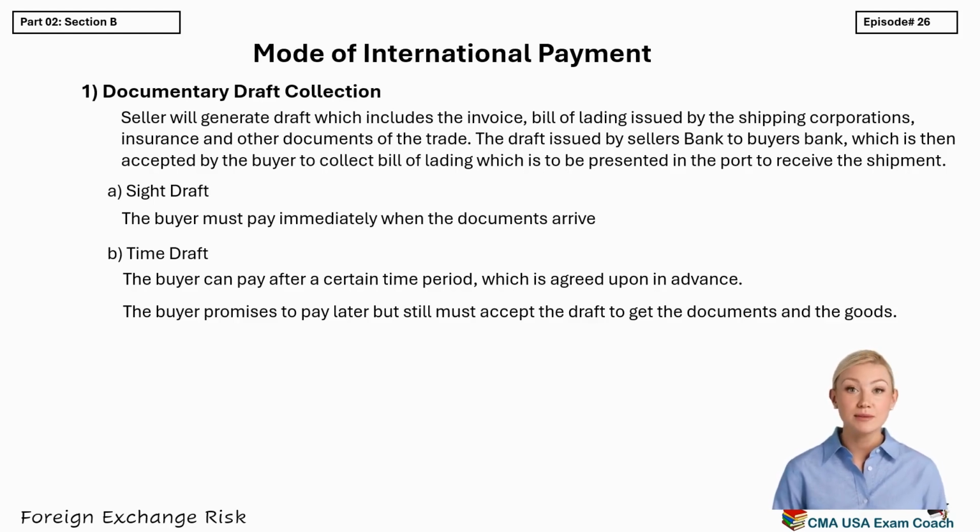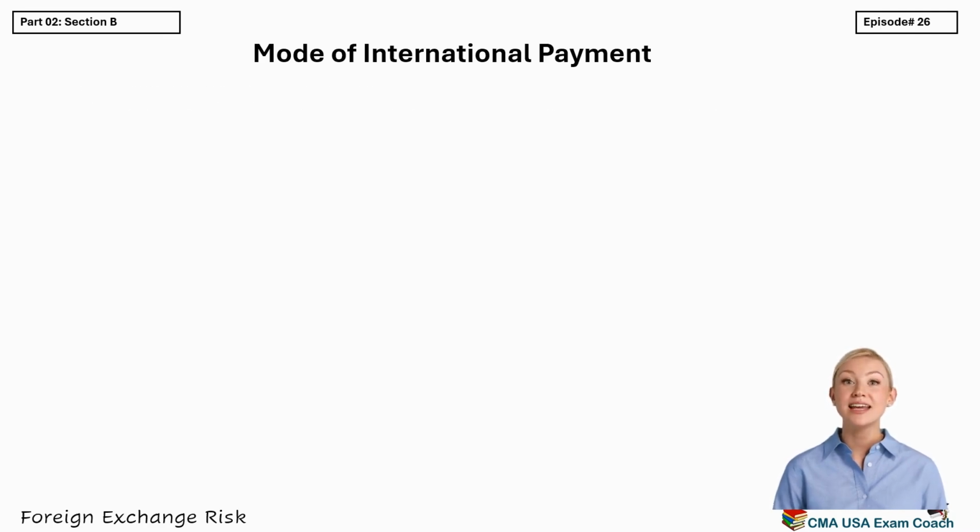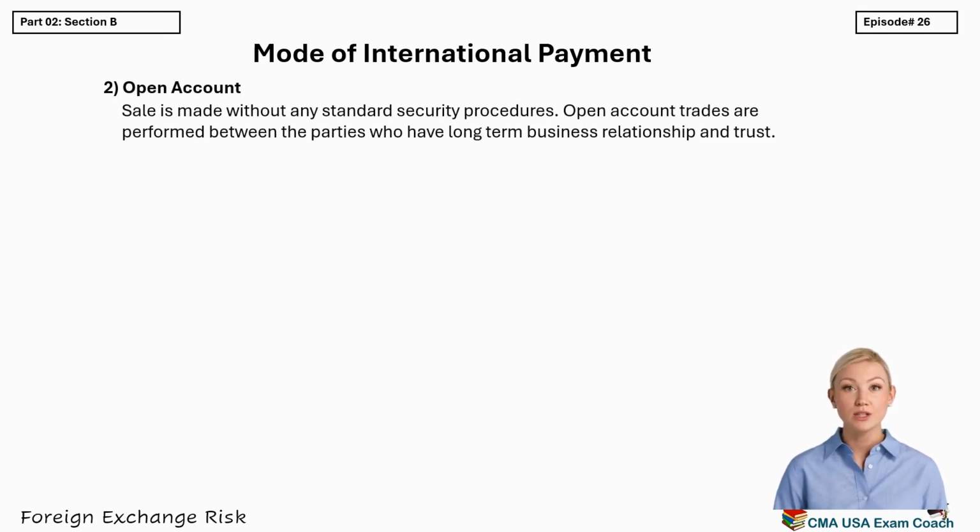Let's now look at the second mode of international payment, called the open account method. In an open account transaction, the seller ships the goods first and the buyer pays later, usually after 30, 60, or even 90 days. There are no formal guarantees, no bank documents, and no third-party security involved. The sale is made entirely on trust. This method is normally used only when both parties know each other well and have a long-term business relationship. The seller believes the buyer will pay on time based on past experience.